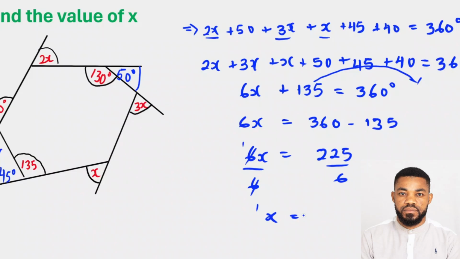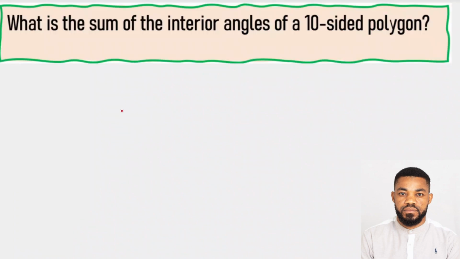Divide by 6, you're going to get 37.5. So x is equal to 37.5 degrees. So that's the value of x. Let's get our next question.